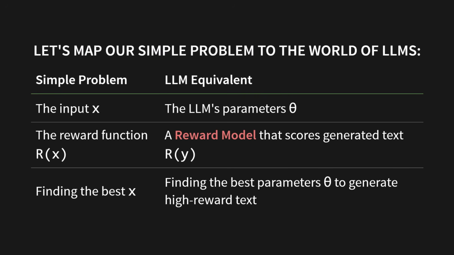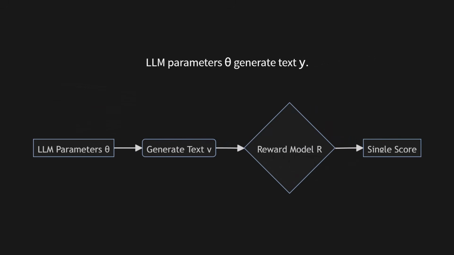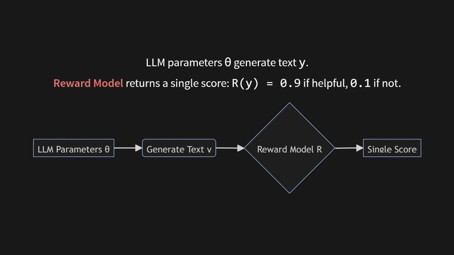The reward function, r of y, is a reward model that scores generated text. And finding the best x is the same as finding the best parameters, theta, to generate high reward text. So here's the flow. The LLM parameters, theta, are used to generate some text, y. That text then gets sent to the reward model, which acts as our black box. It returns a single score. Maybe r of y equals 0.9 if the text was helpful, or 0.1 if it wasn't.